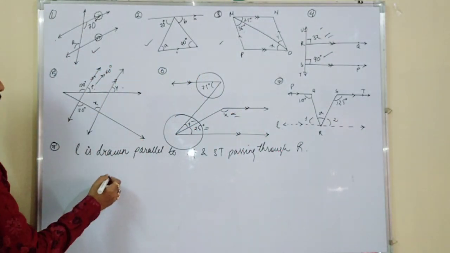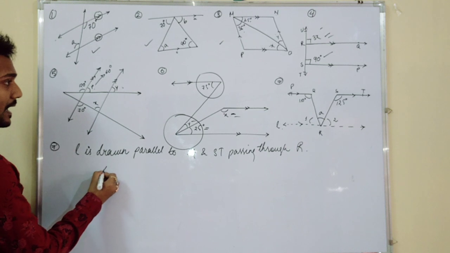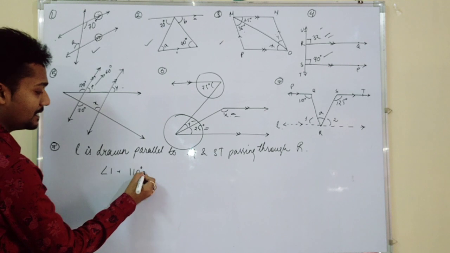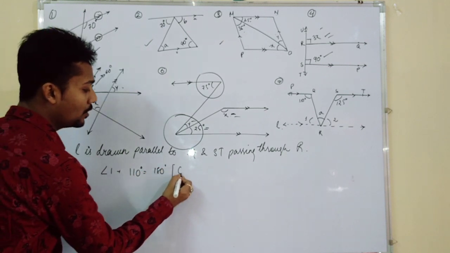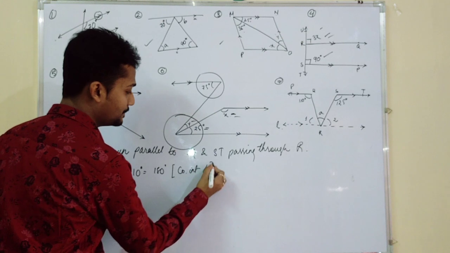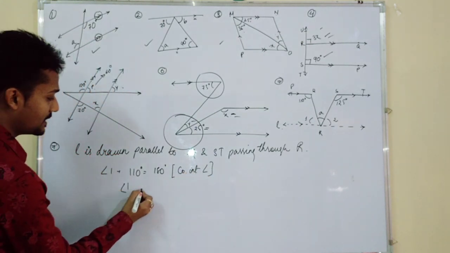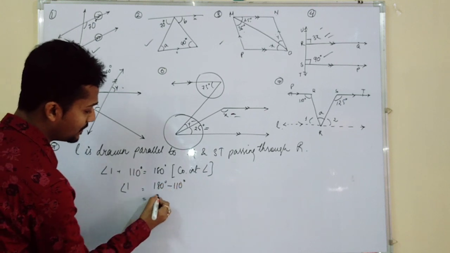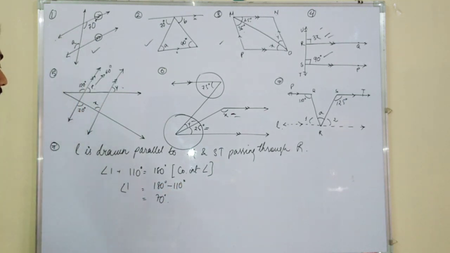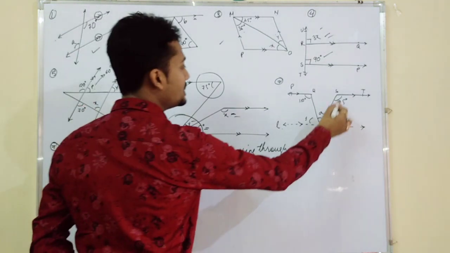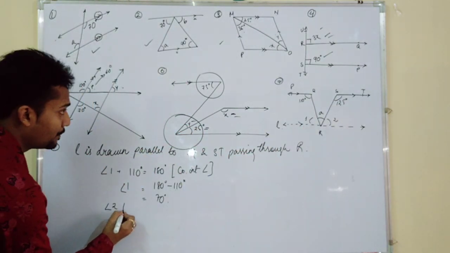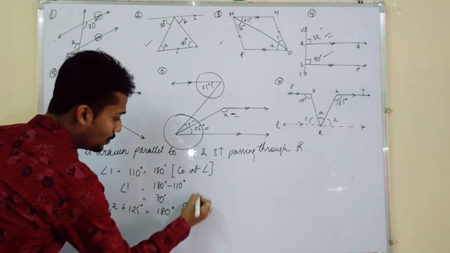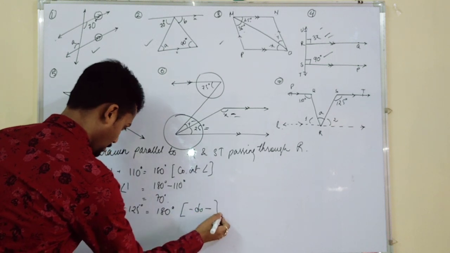Now angle 1 plus 110 degree is equal to 180 degree. Reason? Co-interior angle, isn't it? So angle 1 is equal to how much? If it goes that side, 180 degree minus 110 degree is equal to 70 degree. Okay, similarly we can find out this, isn't it? Angle 2 plus 125 degree is equal to 180 degree. Reason again co-interior angle.